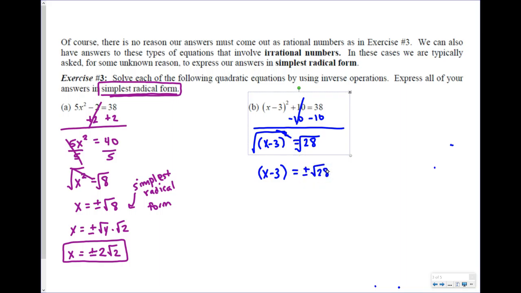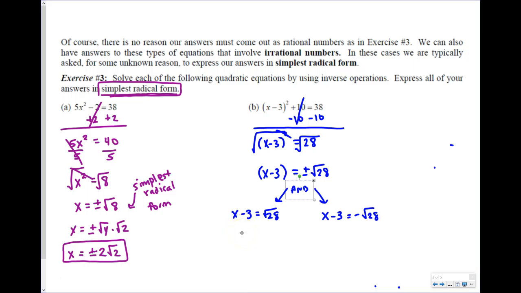So now we reach that point where I have to split this up into two different problems. I'm going to split it into x minus 3 equals the positive square root of 28, and x minus 3 equals the negative square root of 28. So you have to solve both of these.